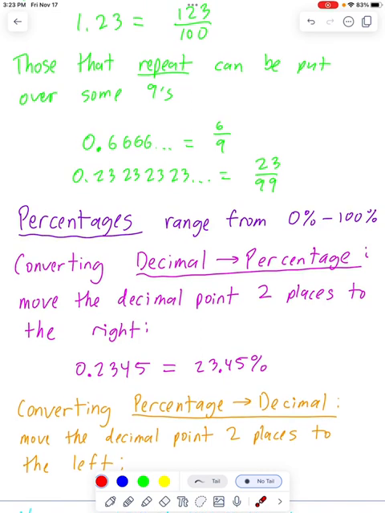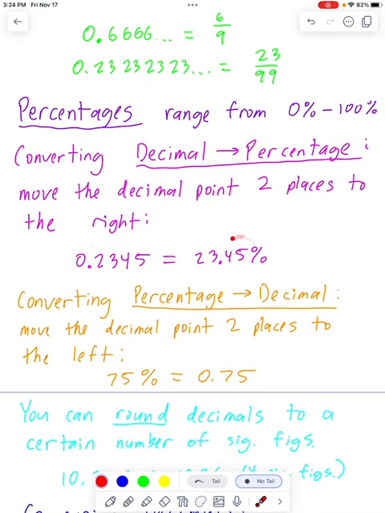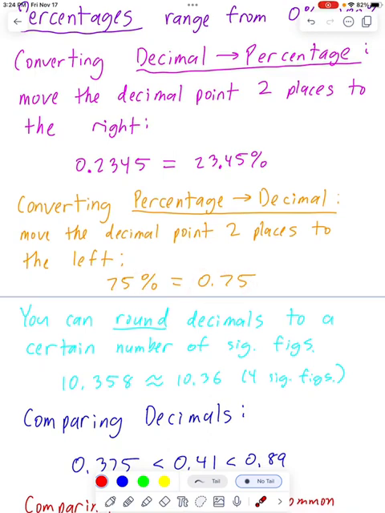Now, there are percentages, which range from 0% to 100%. To convert a decimal to a percentage, move the decimal point 2 places to the right. So this would be equal to this as a percentage. To convert a percentage to a decimal, you simply move the decimal 2 places to the left. So this would be equal to this as a decimal.